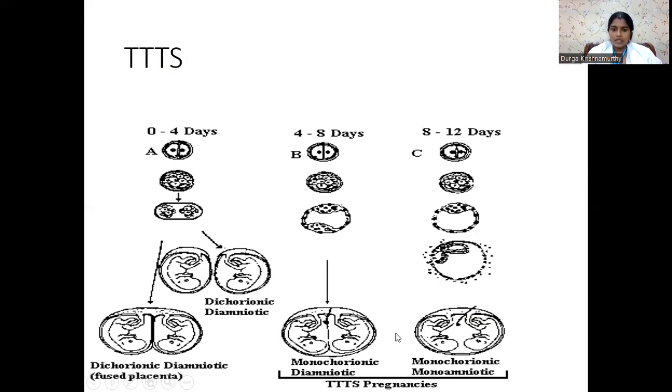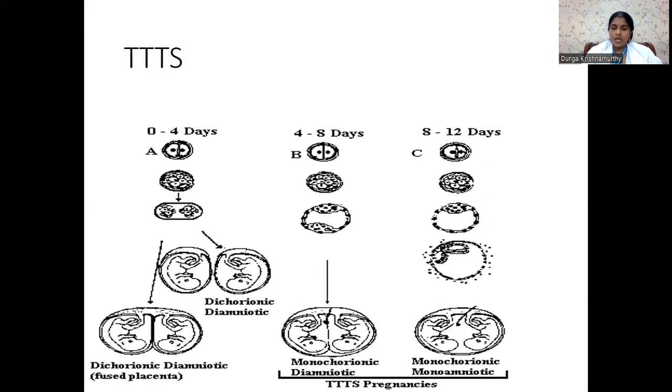This type of monochorionic pregnancy is quite dangerous when compared to dichorionic pregnancies because of the inherent communication of blood vessels from one baby to the other. That leads to the idea behind twin-to-twin transfusion syndrome pregnancies. Hope this is clear for you.